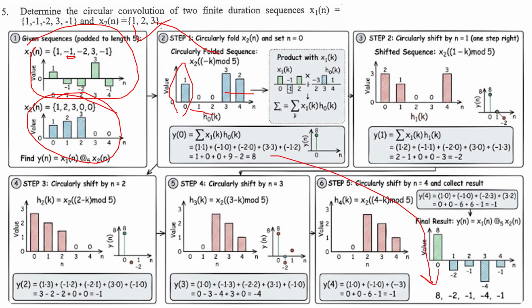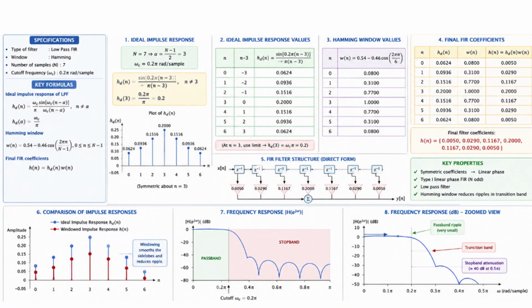Similarly, if you rotate for step 2, you will get minus 2, and if you repeat this for the 3rd step, here you will get this one. Likewise, you can solve. Okay.